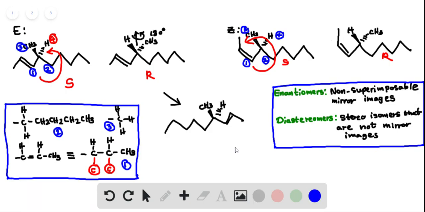Okay, now let's assign the priorities. Here 1, this side is 2, this side is 3. Now let's connect 1 to 3. If you go 1 to 3, it goes this way, which means clockwise. Therefore this is R configuration. Therefore with the E, there are two possibilities. One is R, the other is S. One is S, the other is R, and the same thing with the Z configuration. One is S, and the other one is R.